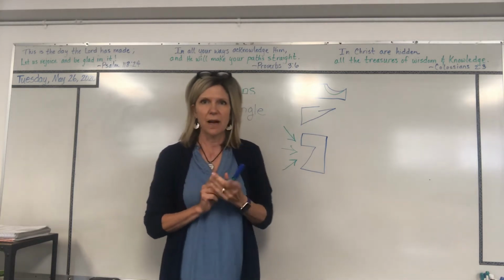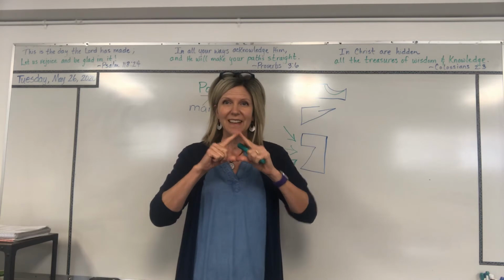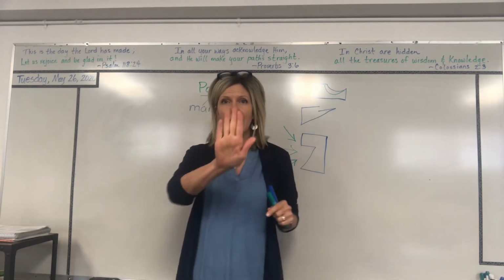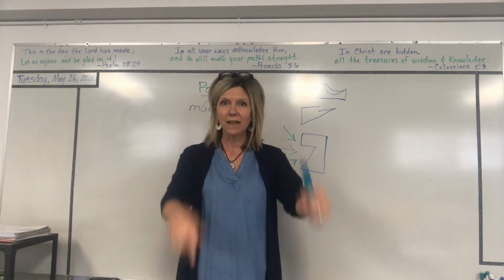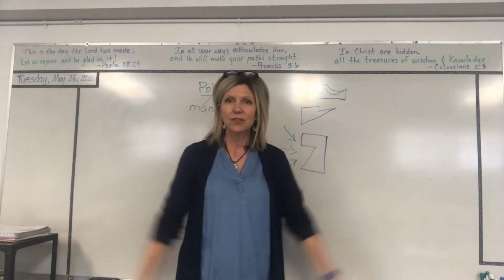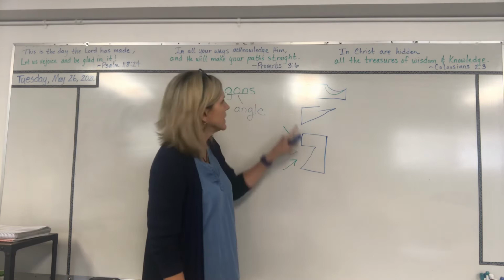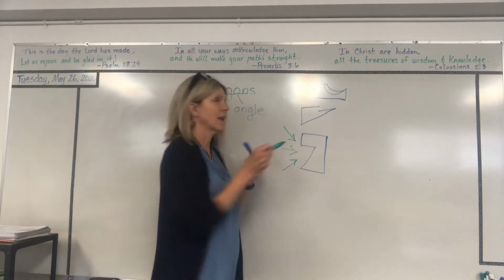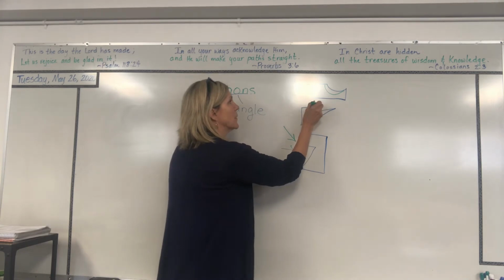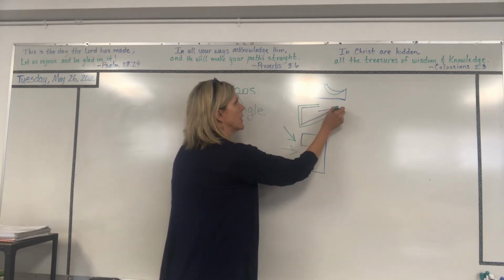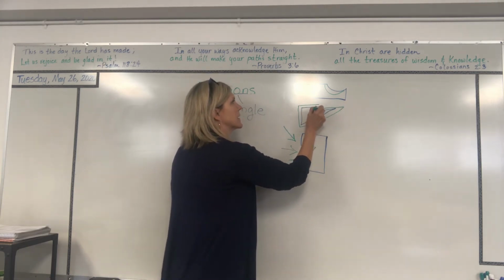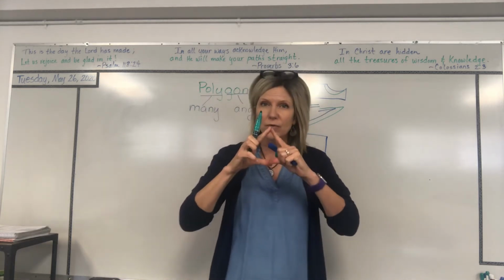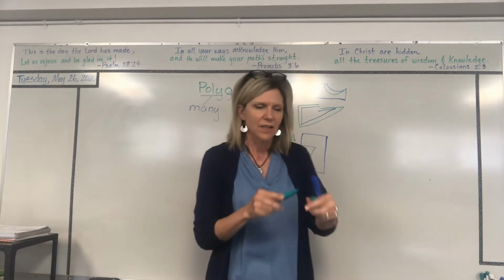Everybody say the chant. Polygon closed, flat, straight sides. Well, these are all straight sides, right? Lines. Oh, but this one is open. It doesn't close there, does it? And a polygon is closed, flat, straight sides. So that is not a polygon.